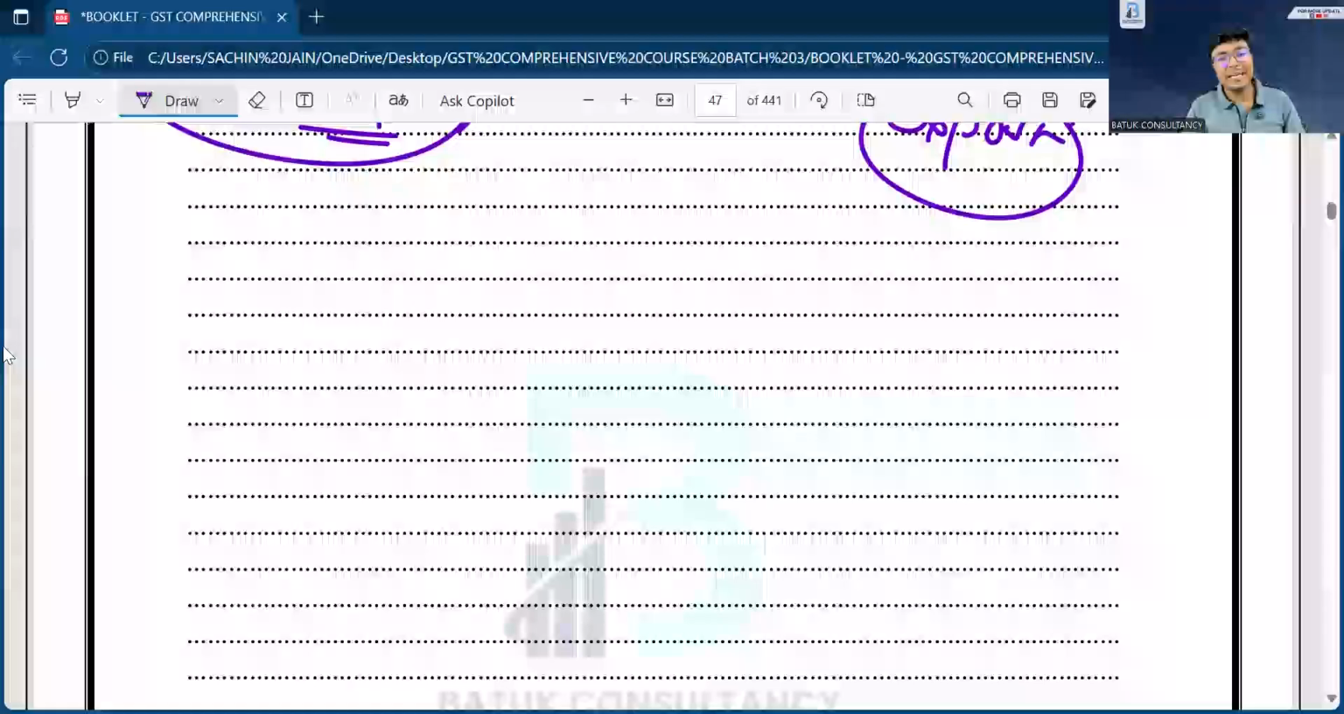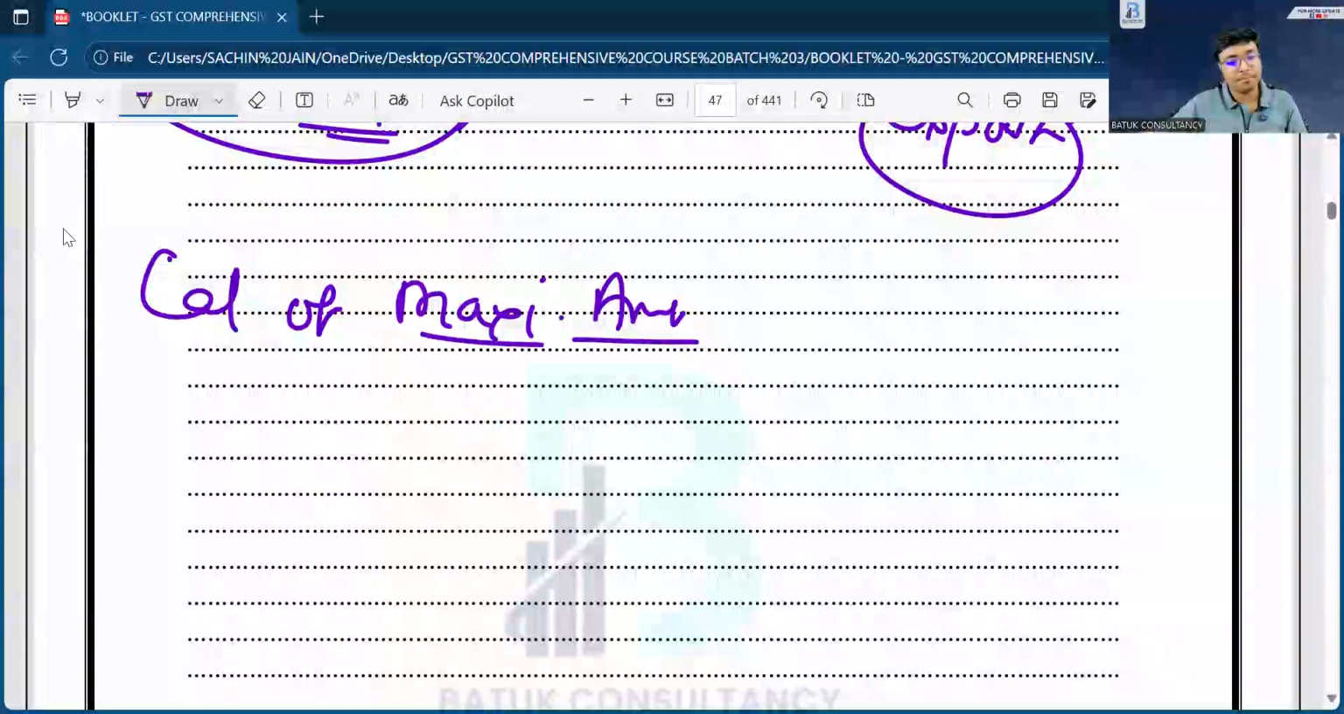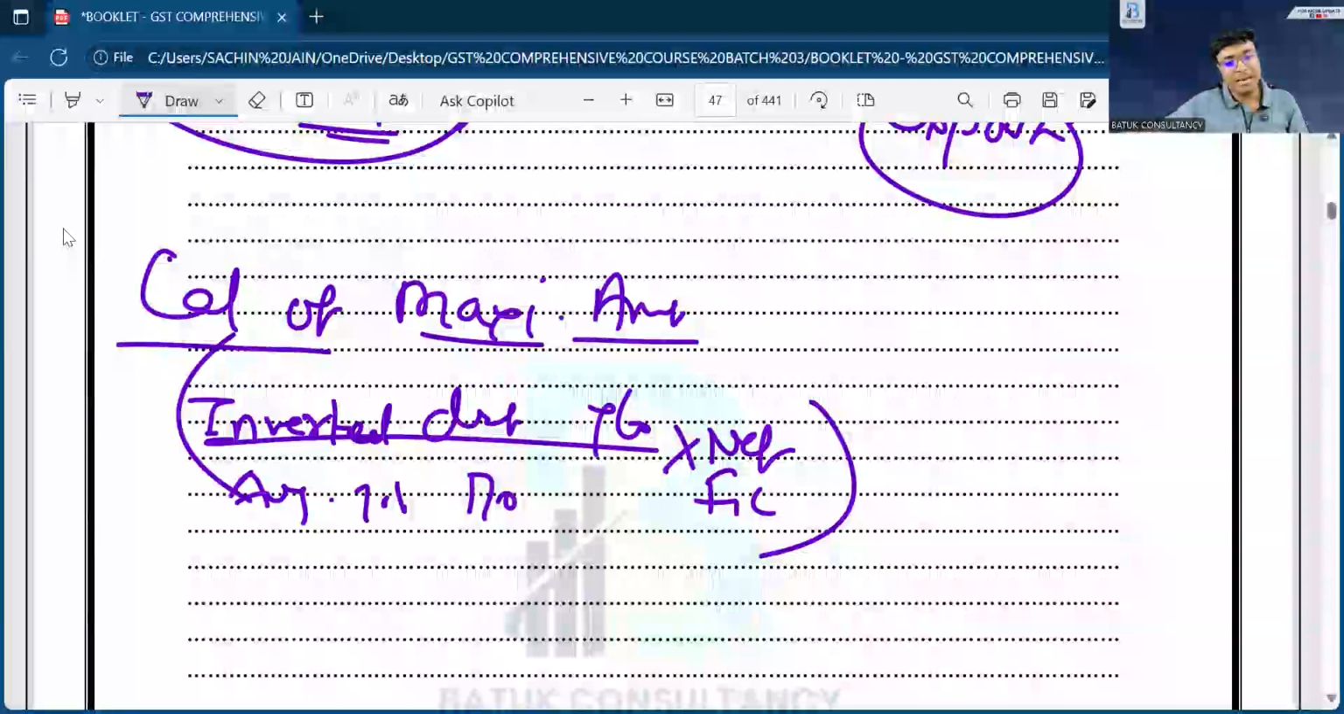In case of inverted duty structure, the calculation of the maximum amount eligible for refund is: inverted duty turnover divided by adjusted total turnover, multiplied by net ITC, minus tax payable on inverted duty structure.